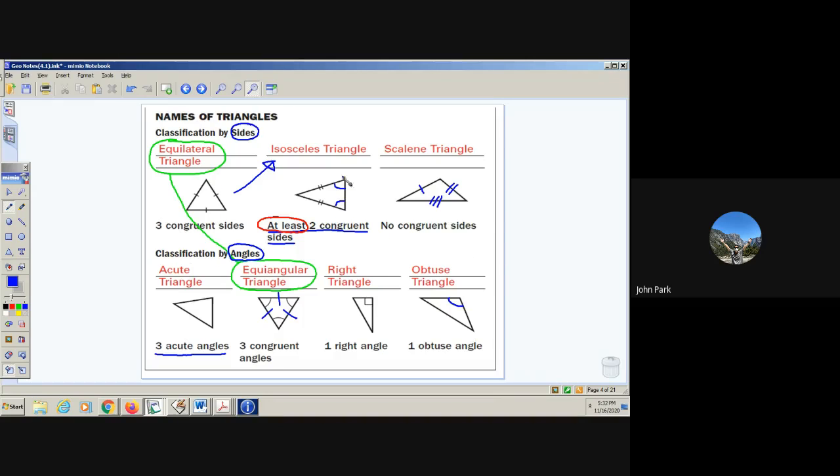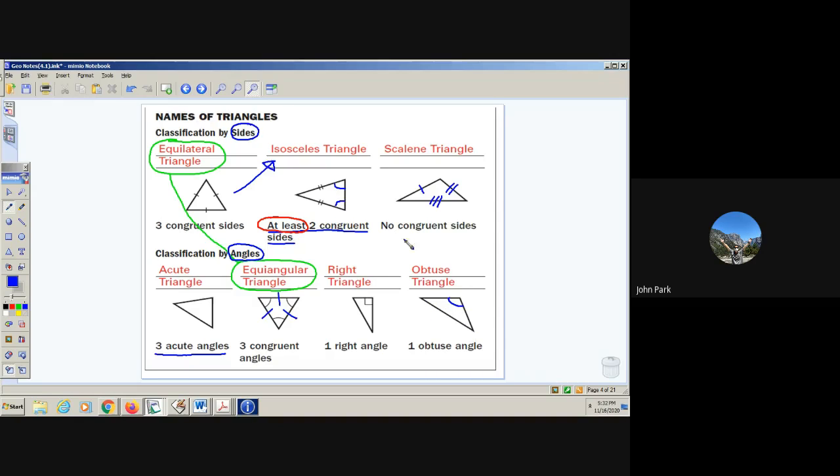Now, similar to the sides, we have some names for angles. So when all three angles here are less than 90 degrees, they're all acute, right? So that's acute, acute, acute. So you got three acute angles, so that's an acute triangle. Now, we already talked about equiangular, where all three angles are congruent. Right triangle means that one angle is 90 degrees, right? Then obviously the other two are acute angles, right? Obtuse triangle means one angle is obtuse, however, the other two have to be acute, right?